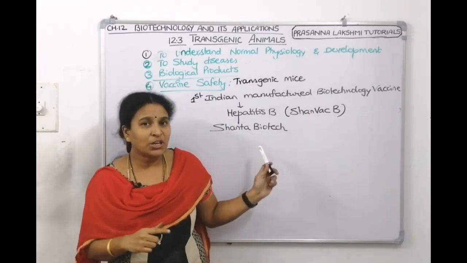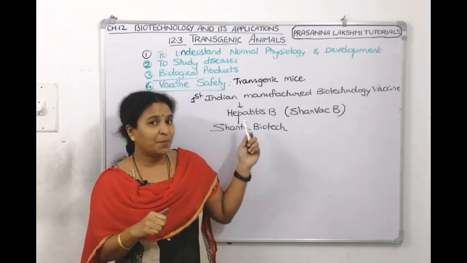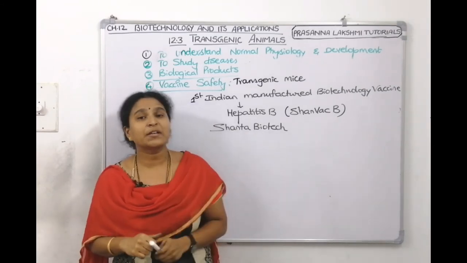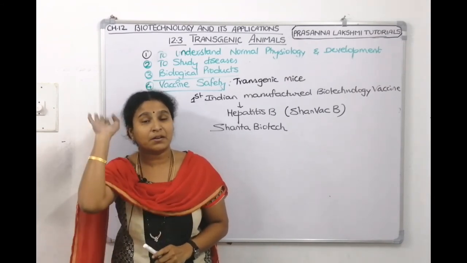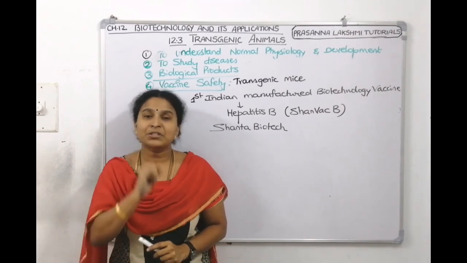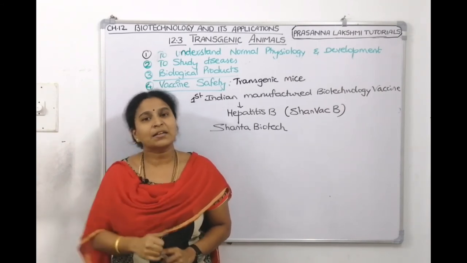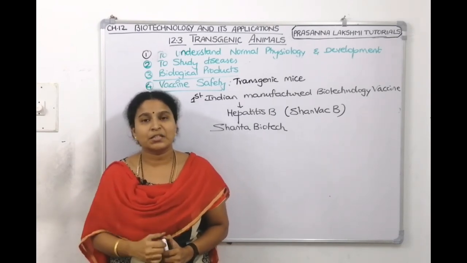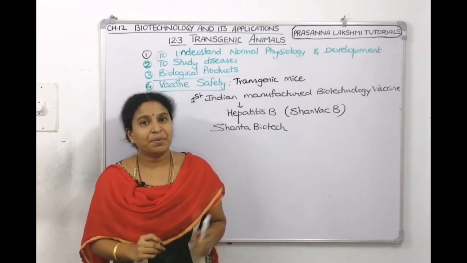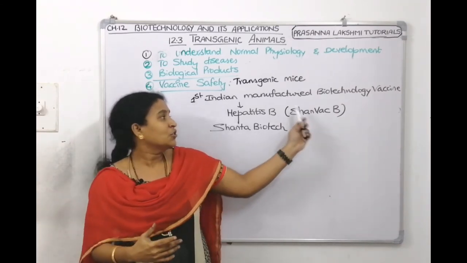Before Shanta Biotech prepared that vaccine, if people wanted to take the hepatitis B vaccination, it was very expensive. Three doses they used to take, each dose cost 3,000. Long back, some 20 years back. It was that expensive because we were importing it from other countries. But then the first Indian biotechnology company, Shanta Biotech, came out and prepared the vaccine called ShanvacB.